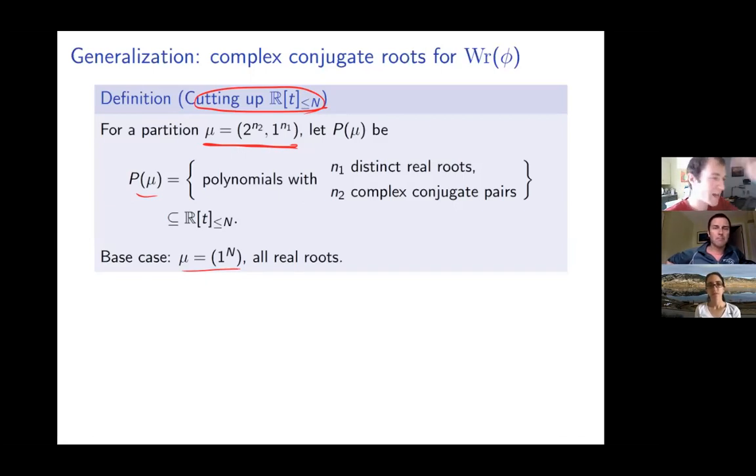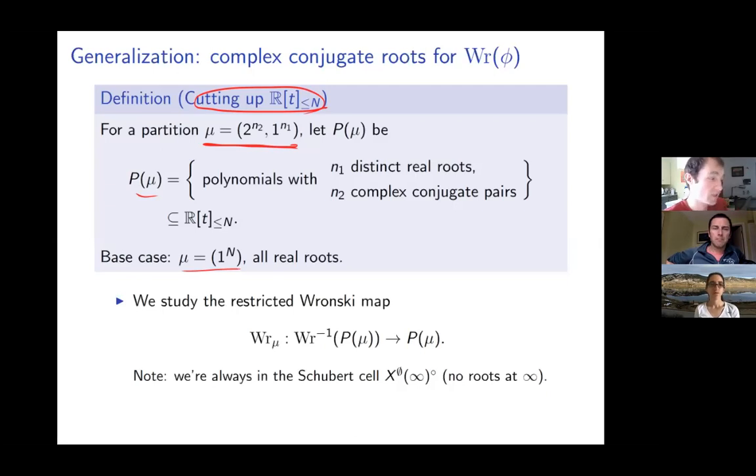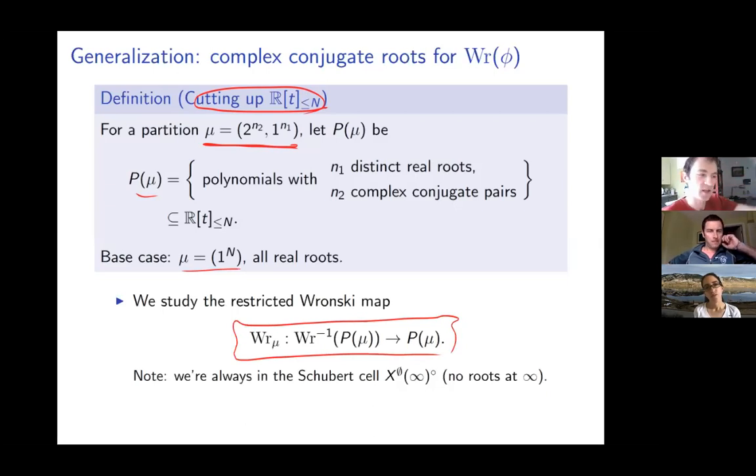So we're going to cut up the Wronski map, and look at the restricted Wronski map, where we look at just what's going on over one of these cells, where we specify one type of real polynomial. And if you are super comfortable with Schubert calculus, I'll remind you that we're always in this Schubert cell, since none of the roots can be at infinity. So our picture is always going to be affine space upstairs, mapping to affine space downstairs. Okay.